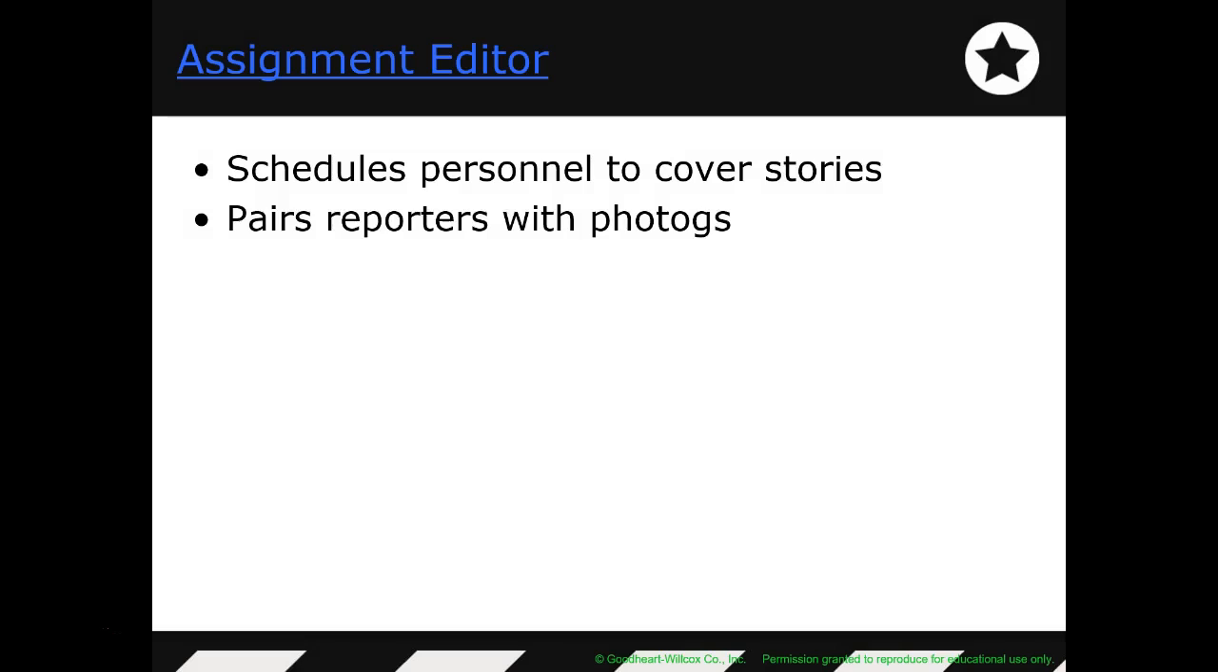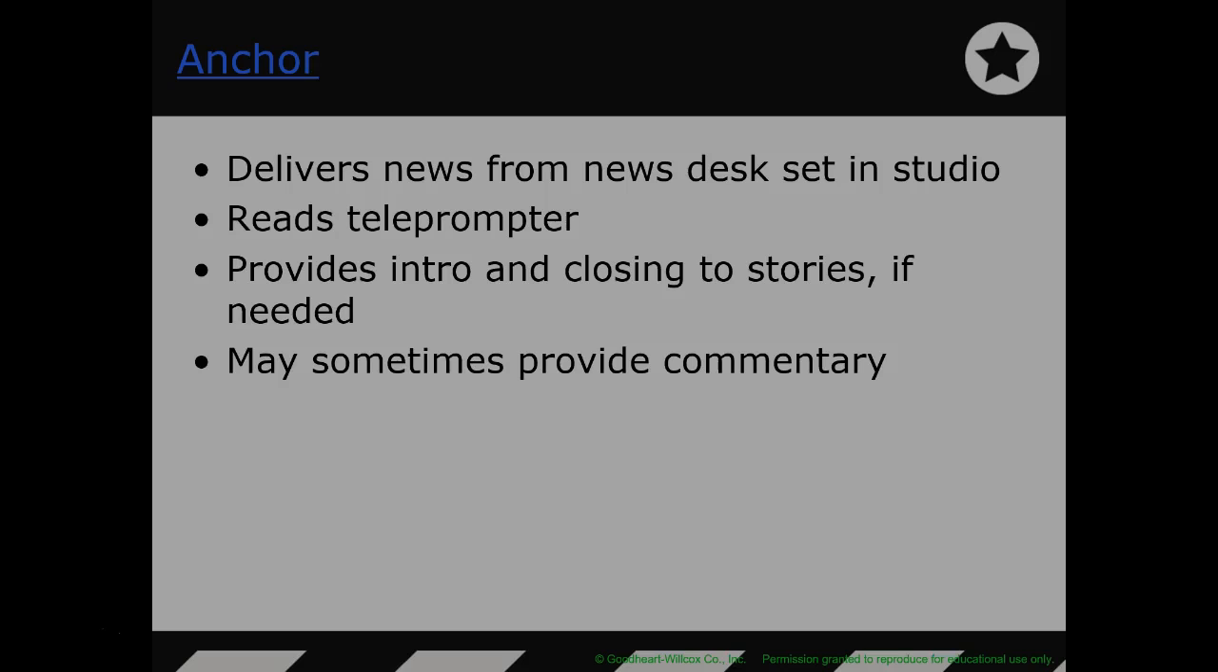An assignment editor works inside of a newsroom. They're the ones who are helping schedule personnel to cover certain stories, and pair reporters up with photographers, in some cases maybe vans, and they're the ones who are listening to police scanners and helping the producers and everyone know what's going on in the world, to get those news stories from the reporters and stuff like that.